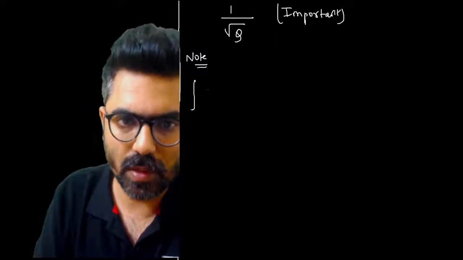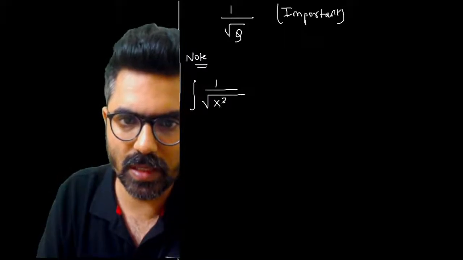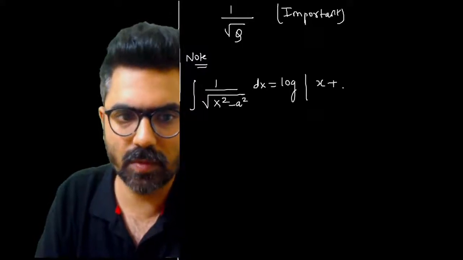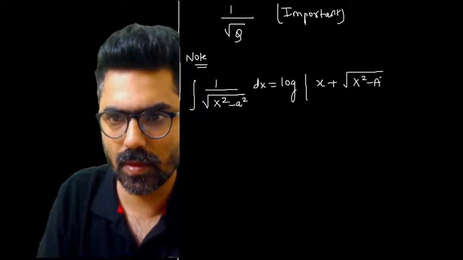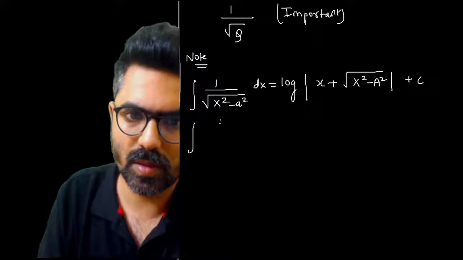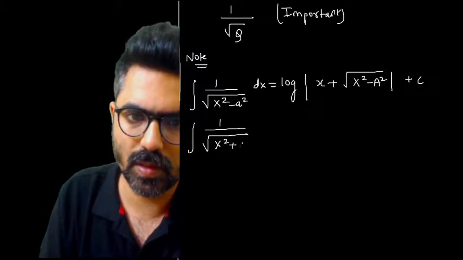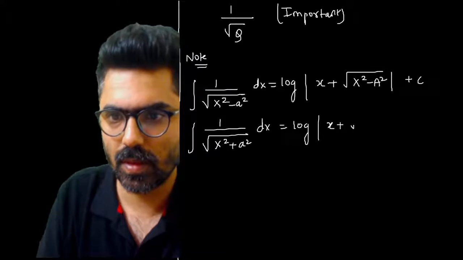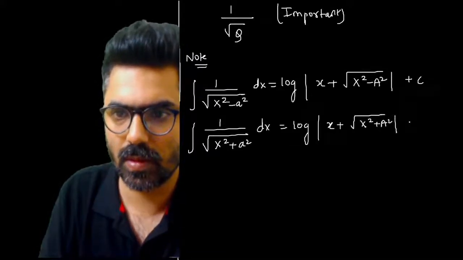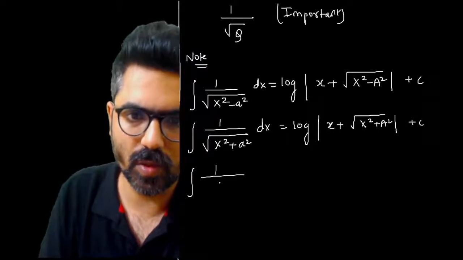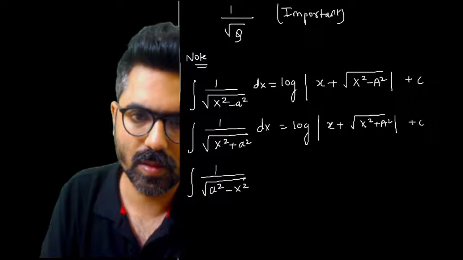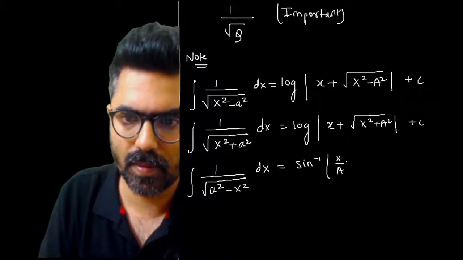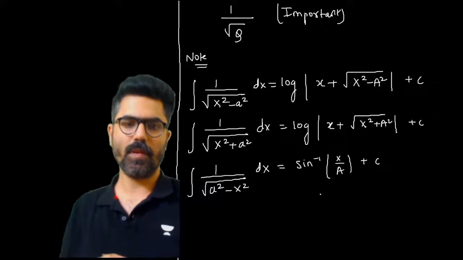Okay, so the first formula is 1 upon root of x square minus a square. It is log of x plus root of x square minus a square plus c. Then 1 upon root of x square plus a square. It is log of x plus root of x square plus a square. Okay, and the last one, 1 upon root of a square minus x square. So this is sine inverse x by a, plus c.